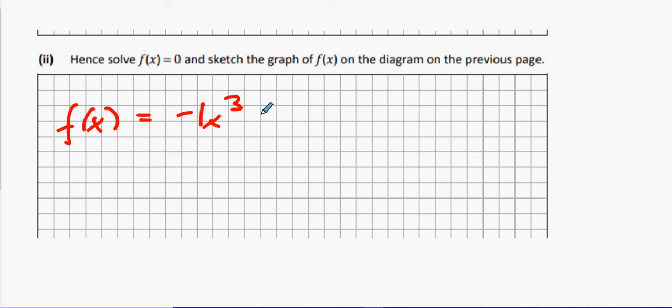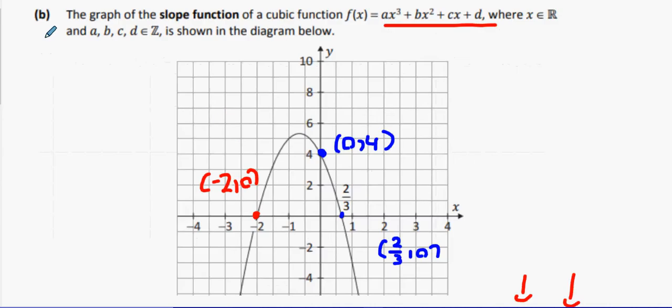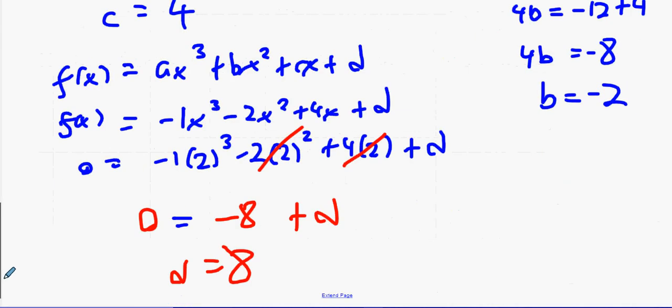We know, what's it, bx squared minus 2x squared plus cx. And what did we say d was? D is plus 8 or minus 8? D is plus 8. Okay.